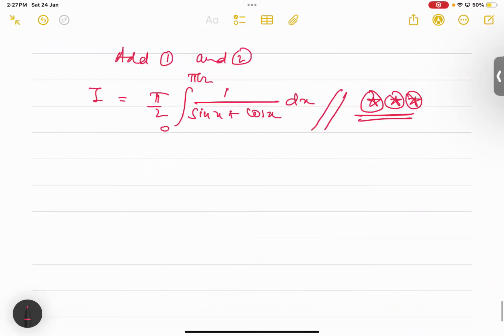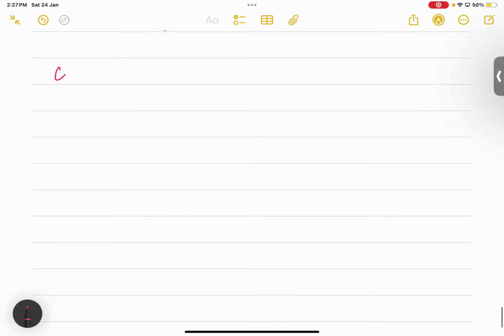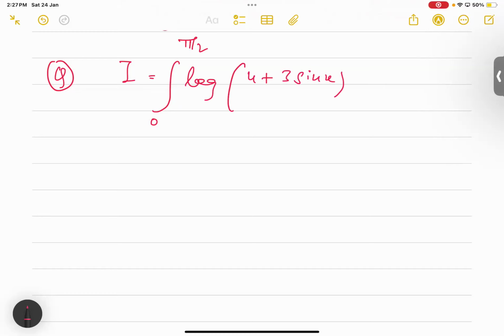Okay, question number 17, the next question. Integration 0 to pi by 2 of log of 4 plus 3 sin x over 4 plus 3 cos x dx. I am giving you the hint: apply the property 0 to a, then add 1 and 2. Please start.